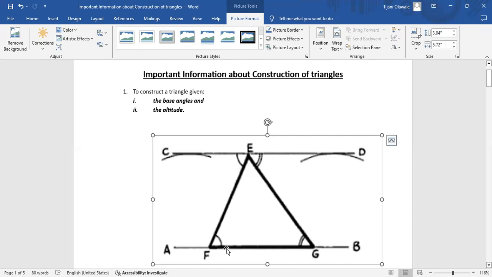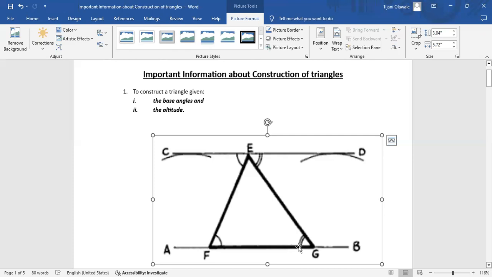Then this angle and this angle, they are equal in size, because as we know in mathematics, alternate angles are equal. So the same applies here: this angle and this angle are equal in size, and this angle and this angle are equal in size. So let's pay attention to that.